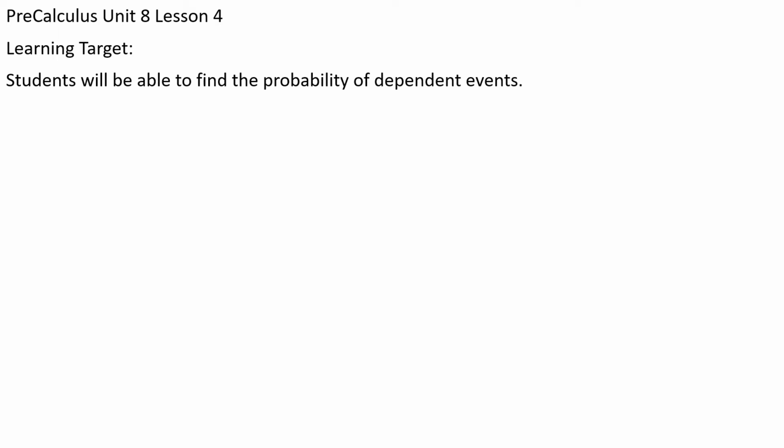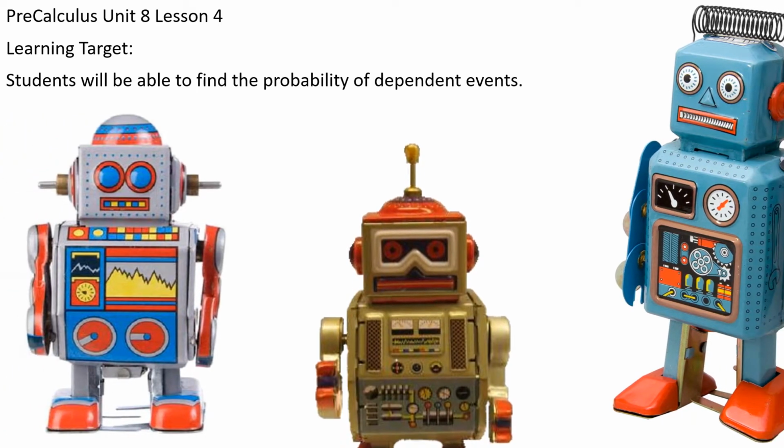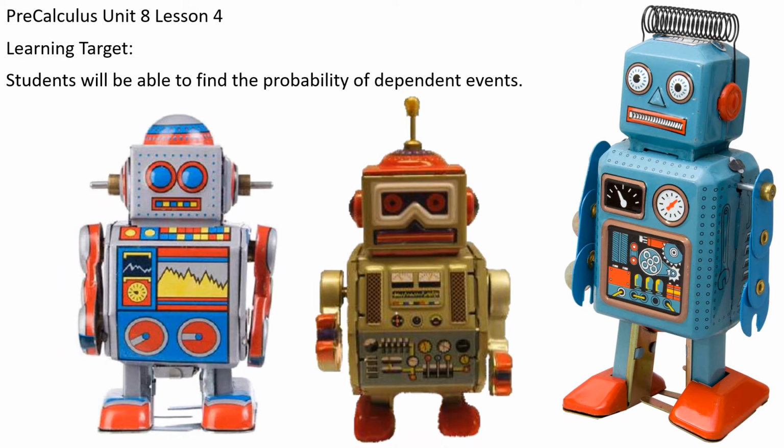Okay, so today we'll find the probability of dependent events, right? Previous lesson was independent. This is going to be dependent, which means it depends on what has already happened.